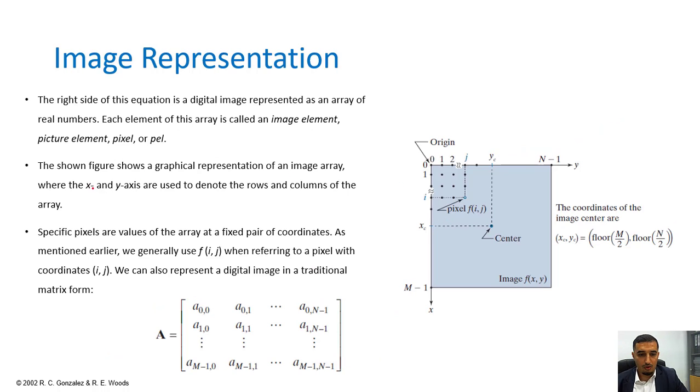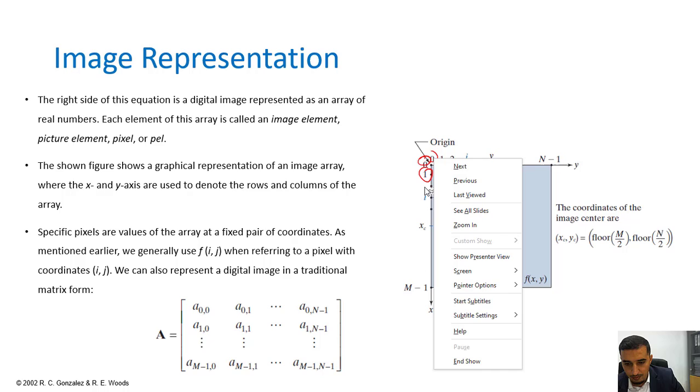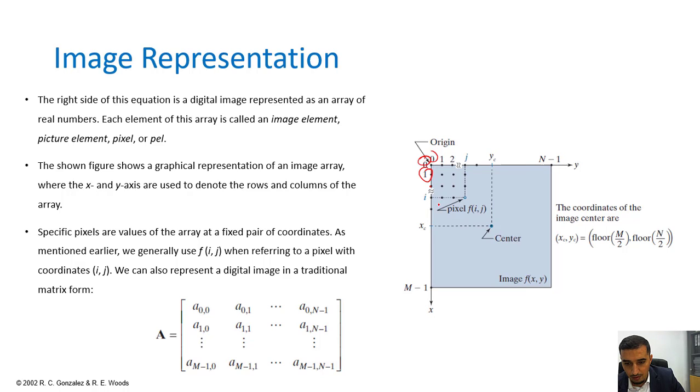Furthermore, how do we represent these images? If you see here, this is the origin, which is 0, 0. This is row number 1, column number 0. Here, row number 1, column 1. Here, row number 1, column 2. Row number 2, column number 0, and so on. This pixel over here, for instance, will be considered as row number 2, column number 2, and so on.